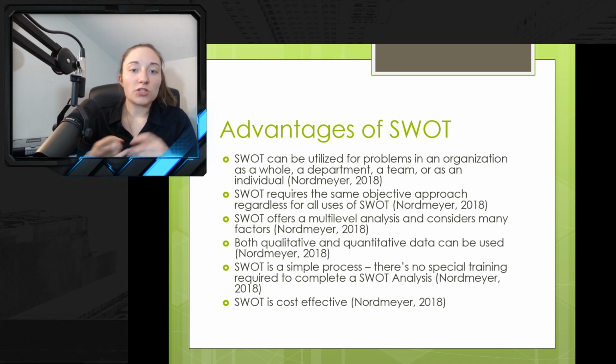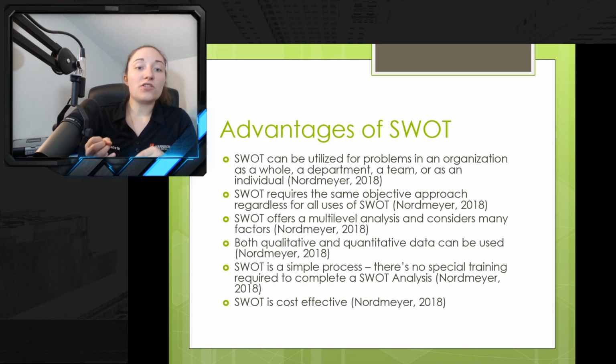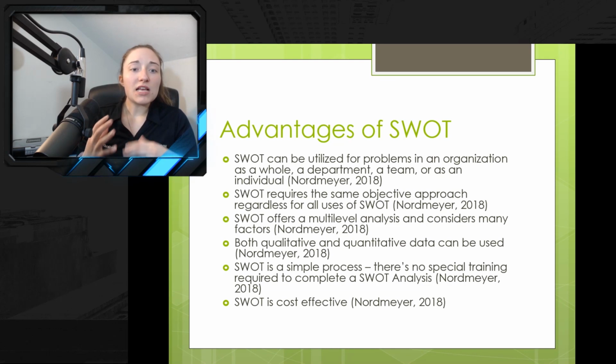SWOT also offers multi-level analysis and considers multiple factors. There are 4 categories of factors, but then you can consider multiple factors within each category. And you can utilize both qualitative and quantitative data. It's a simple process. To do a SWOT, you don't need specialized training or instruction. You really just need to be able to think about and evaluate your business. And it's also really cost effective. You don't need any special software or anything like that.